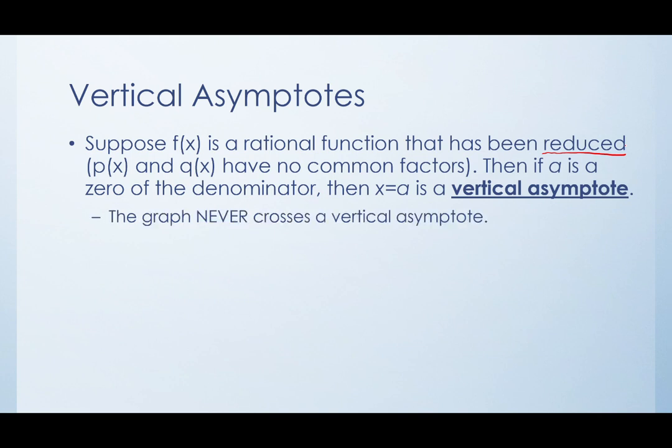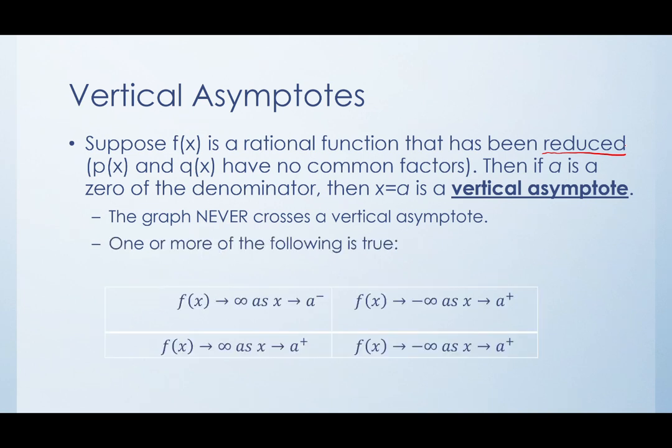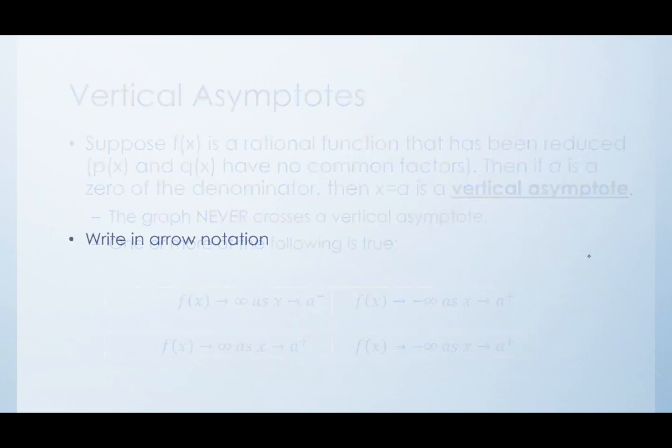So we've got to remember the graph never crosses a vertical asymptote. It can't because it simply doesn't exist there. And then we also know that one or more of the following is true. This is more of our arrow notation: that our function, our f of x, is either going to infinity or negative infinity as our x value approaches that a value, either from the negative side, which is what this means here, or from the positive side. So this is a little bit easier to understand with some pictures. So let's go look at some pictures.